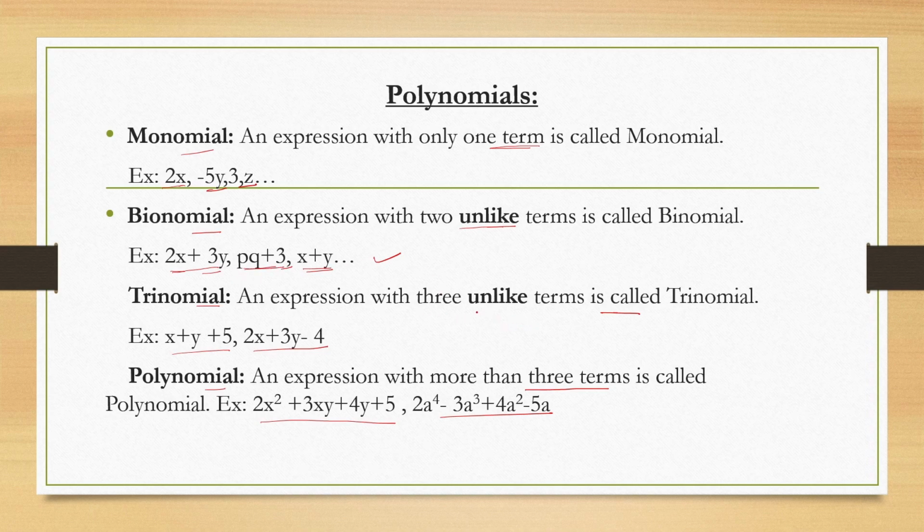Trinomial is an expression with three unlike terms. x plus y plus 5 is a trinomial. 2x plus 3y plus something is a trinomial. Polynomial is an expression with more than three terms. You see here, these are called polynomials.